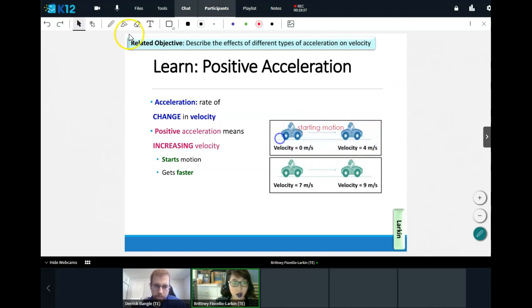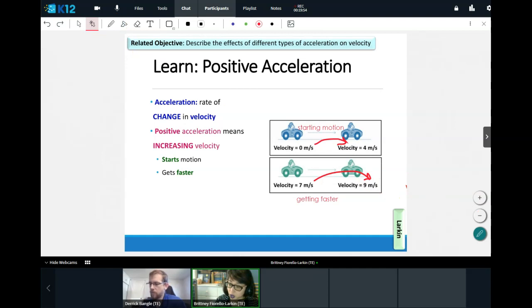Rest right here to having a larger speed, or we're increasing our speed. We're getting faster, which you can see down here, right? Going from 7 meters per second to 9 meters per second. That is going to be an increase in velocity.